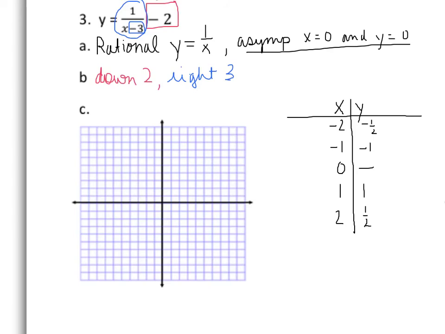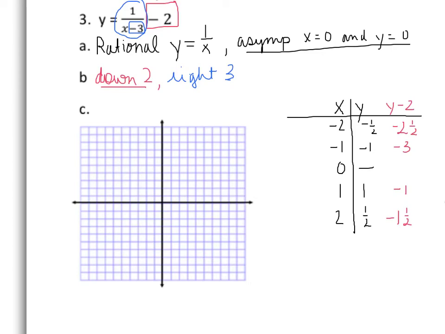Okay, so let's go ahead and fill in our t-chart. Remember, if it moves down 2, that's going to affect my y values, and it's going to make me subtract 2 from these y values. So negative 1/2 minus 2 is negative 2.5. Negative 1 minus 2 is negative 3. And then this, we'll talk about this in just a minute. And then we've got 1 minus 2, which is negative 1. And then we have 1/2 minus 2, which is negative 1.5.